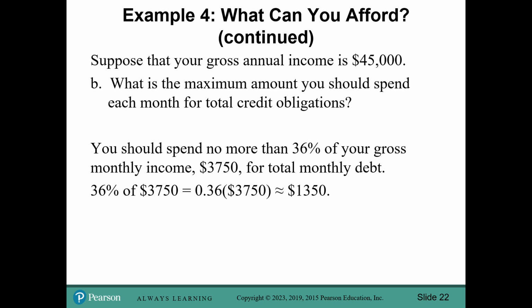Okay, so knowing that, what is the maximum amount you should spend each month for total credit obligations? Well, total credit obligations is that 36% that they talk about. Okay, if I multiply 36% times my monthly income, which is $3,750, then I'm looking at about $1,350 per month for my total credit obligations.